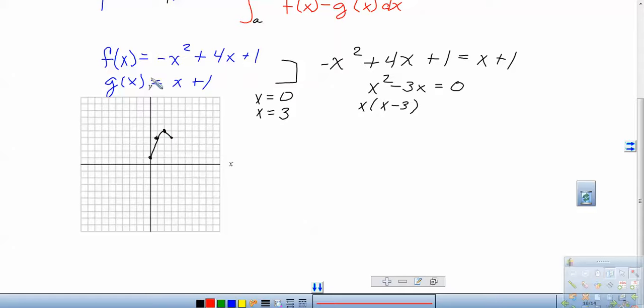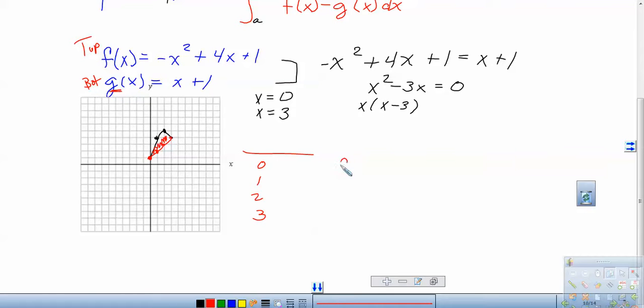Okay, and then you want to draw your g graph. I'm going from 0, 1, 2, and 3, because that's our points of intersection. 0 here. This one's easy, it's just a line. It just goes up by 1. So the area that they want us to find is this area in between the two graphs. So this is my top function. This is my bottom function.